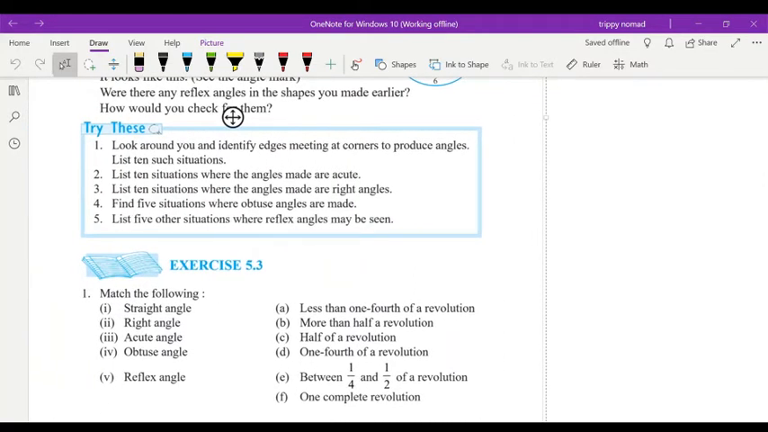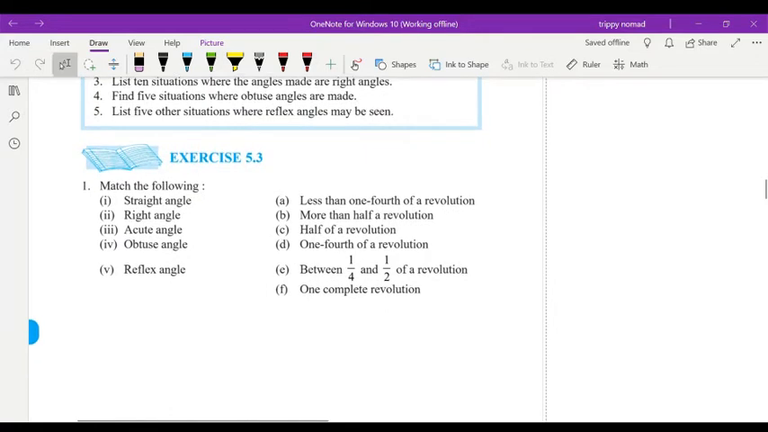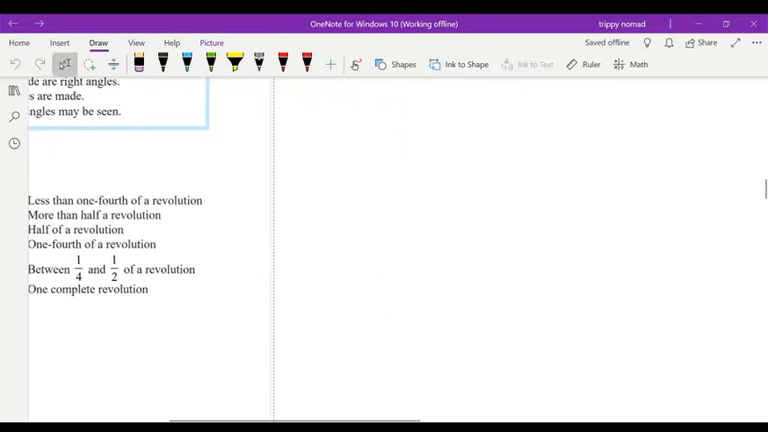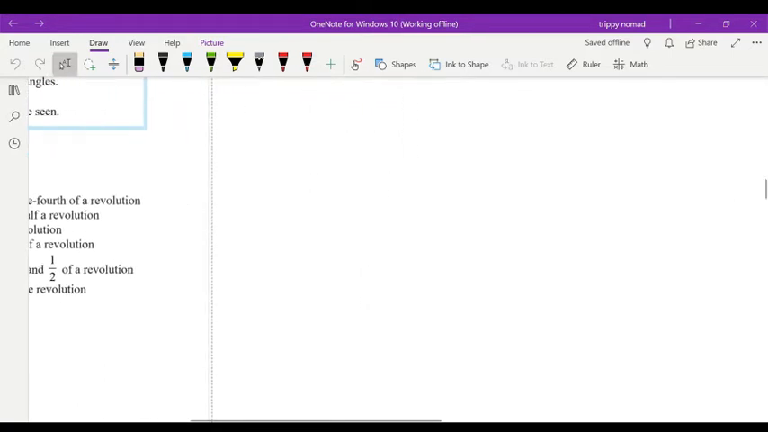Today, before starting exercise 5.3, we will learn the terms used in this exercise. Already you have learnt about right angle, acute angle, obtuse angle. But there are two more names that we are going to use in this exercise. Today you have to learn about them also. Before doing that, we have to revise the previous knowledge.